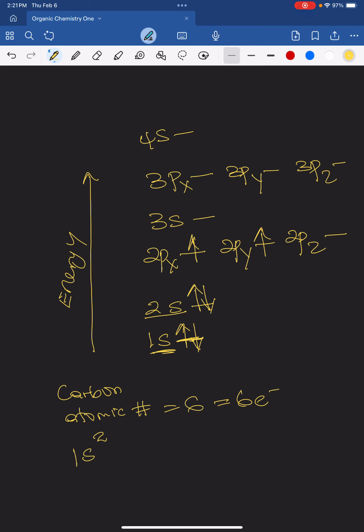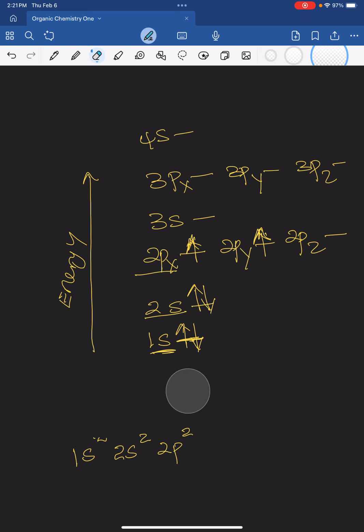Find the next orbital in energy. So 2s, 2s2. Then for 2p, we don't write 2px, 2py. You just write 2p and then count the total number of electrons in the p orbital, which is 1, 2. So this is 2p2. And just like that, that's the electronic configuration of carbon.